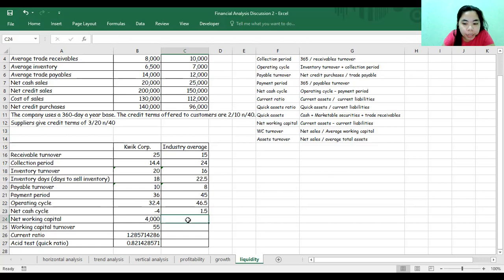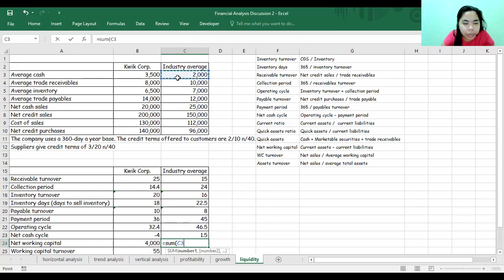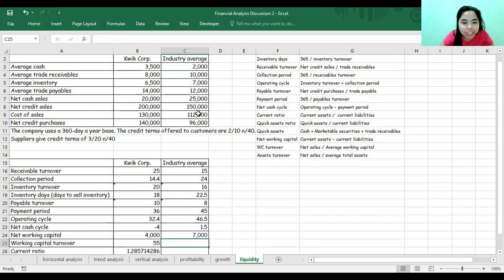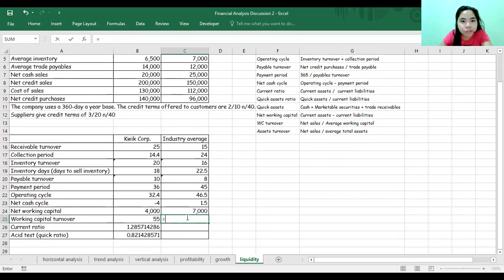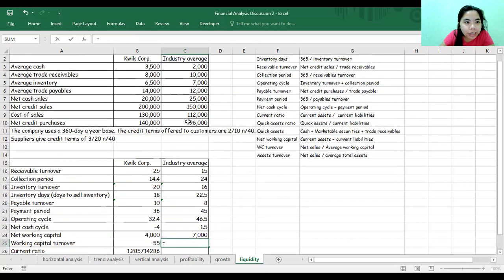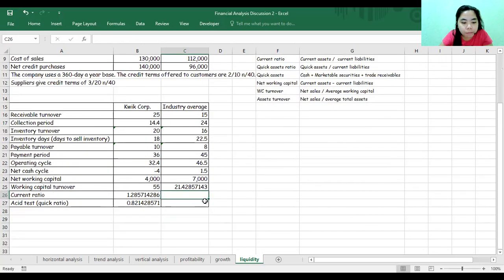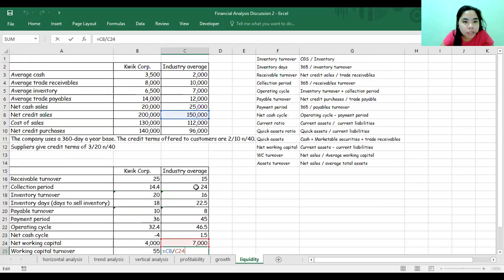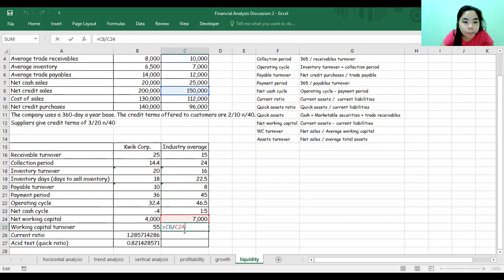The net working capital is your sum of your average current assets less your current liabilities. Your net working capital turnover is your sales divided by your net working capital. So it's 21.42. Oops, why? Ang sales is net credit sales plus your cash sales.